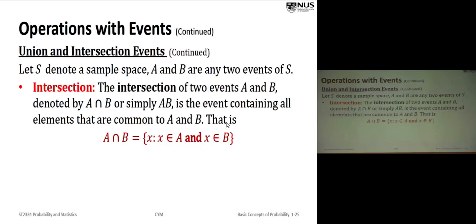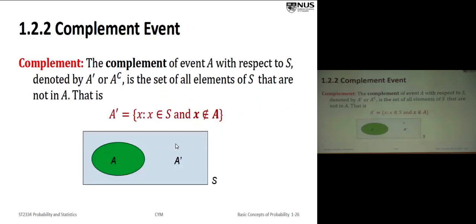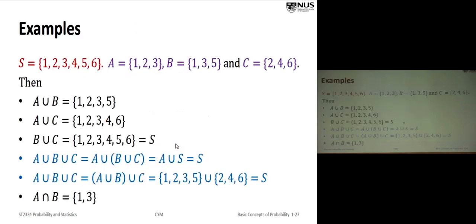The intersection is basically you take a set A, you take a set B. The intersection is all the elements which belong to A and B simultaneously. And that's what this means. And the complement of the event A with respect to a sample space S is all the elements which don't belong to A. Using these operations, we're going to build up a kind of theory for probability, which we're going to see in a lot of examples.